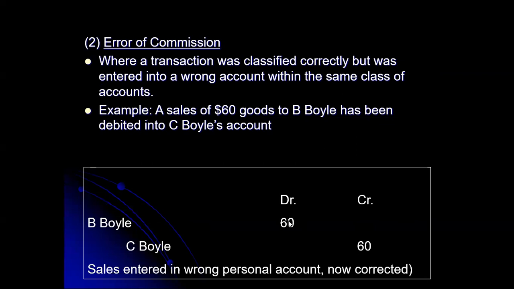Now, a very important point in this chapter is whatever the question does not mention is always assumed to be correct. For instance, in this example, nothing was mentioned about the sales account. It means that we have correctly credited the sales account. So we do not have to focus on that. We only focus on what is being mentioned. Do not focus on what is not mentioned.